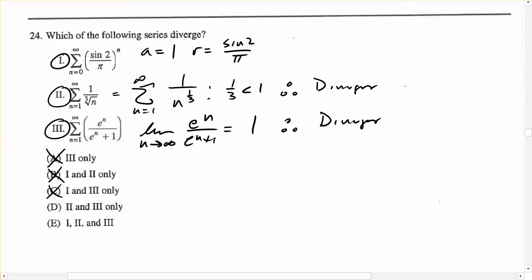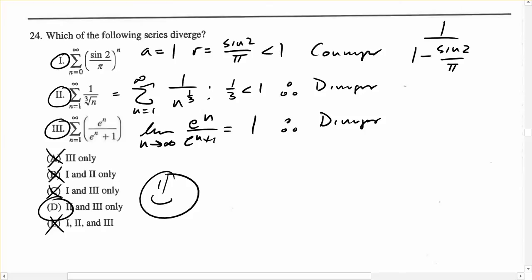Exactly. That's definitely less than 1. So therefore, what's the sum? Sine of 2 is definitely less than 1. So therefore, what does this do? It converges. And could you actually find what this converges to? Yeah, it would be 1 over 1 minus sine 2 over pi. That's what it would converge to. So it can't be E, so it has to be D. How do you feel about that one? Pretty good? Yep.